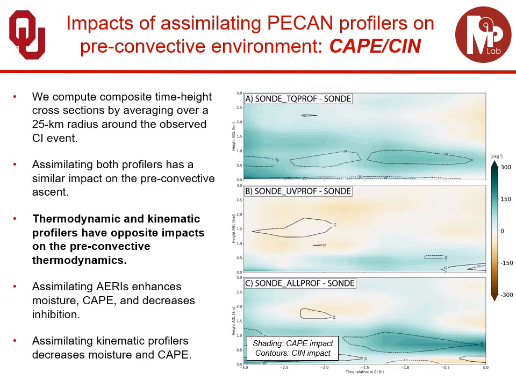So just to summarize, we find opposite impacts to the pre-convective thermodynamic variables when assimilating these two data sets, and we hypothesize that this is the main reason why assimilating thermodynamic profilers enhances our detection of CI, while assimilating the kinematic profilers degrades our detection.